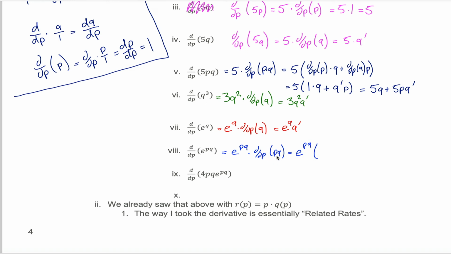Fortunately, we've already figured out the derivative of p times q. We figured it out up here. It's just equal to q plus q prime p. So my final answer is e to the pq times q plus q prime p.